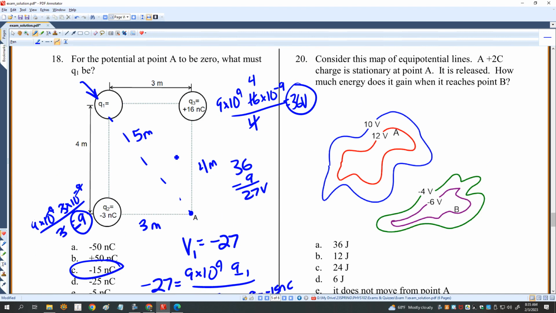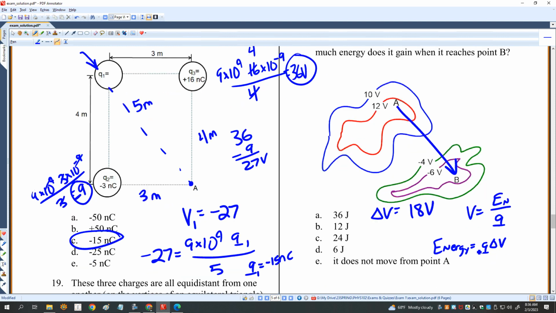And then finally, number 20, a 2 Coulomb charge is stationary at point A. It is released. How much energy does it gain when it reaches point B? So I have a 2 Coulomb charge. It's going to move from this point to this point. Notice that it undergoes a change of potential of 18 volts. And I know that a volt is an energy per charge. So if I want to know its energy, it's going to be equal to Q delta V.